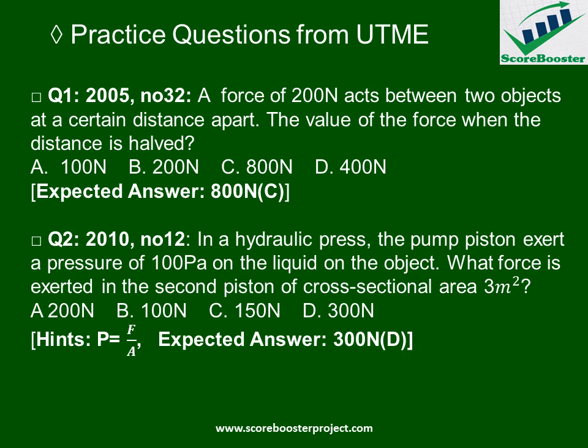The second question for your practice comes from 2010, number 12. And the question goes thus: in a hydraulic press, the pump piston exerts a pressure of 100 Pascal on the liquid on the object. What force is exerted in the second piston of cross-sectional area 3 meter square? So we have option A in this case to be 200 Newton, option B to be 100 Newton, option C to be 150 Newton, while option D is 300 Newton. Expected answer here is 300 Newton. That is option D.